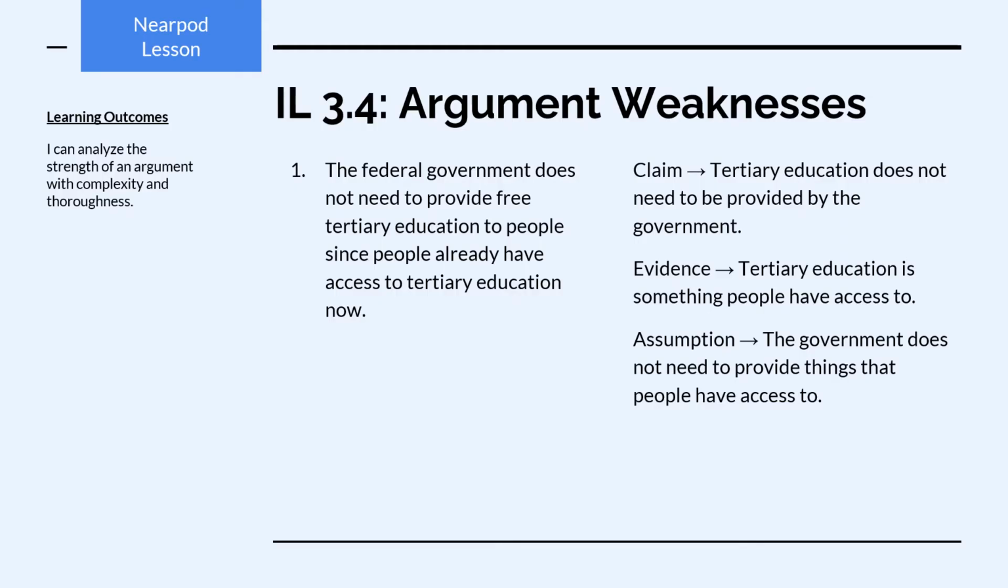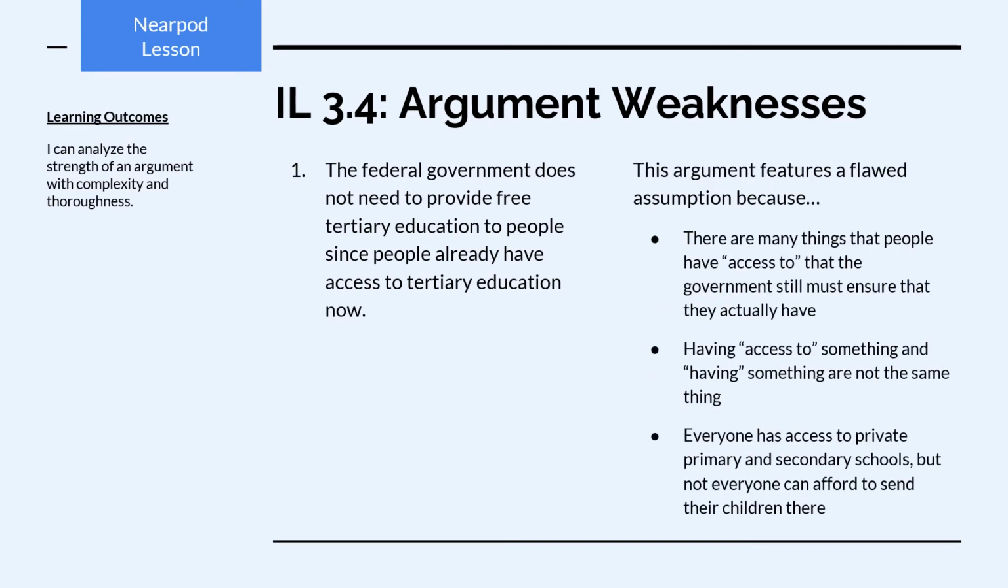All right, let's take a look at number one. The federal government does not need to provide free tertiary education to people since people already have access to tertiary education now. Our claim here is that tertiary education does not need to be provided by the government. Our evidence is that tertiary education is something people have access to. Our assumption here being that the government does not need to provide things that people have access to.